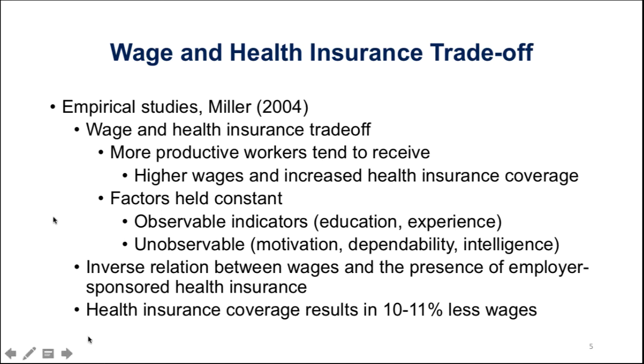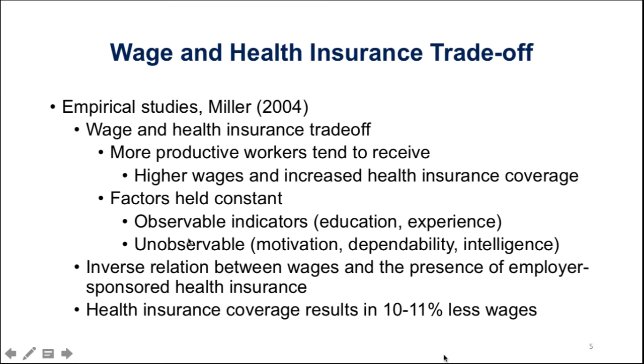Basically, Miller found that health insurance coverage results in 10 to 11% lower wages. That means that if your total compensation is $100,000, basically $10,000 to $11,000 will be assigned to health insurance coverage, and the rest will be your wages.